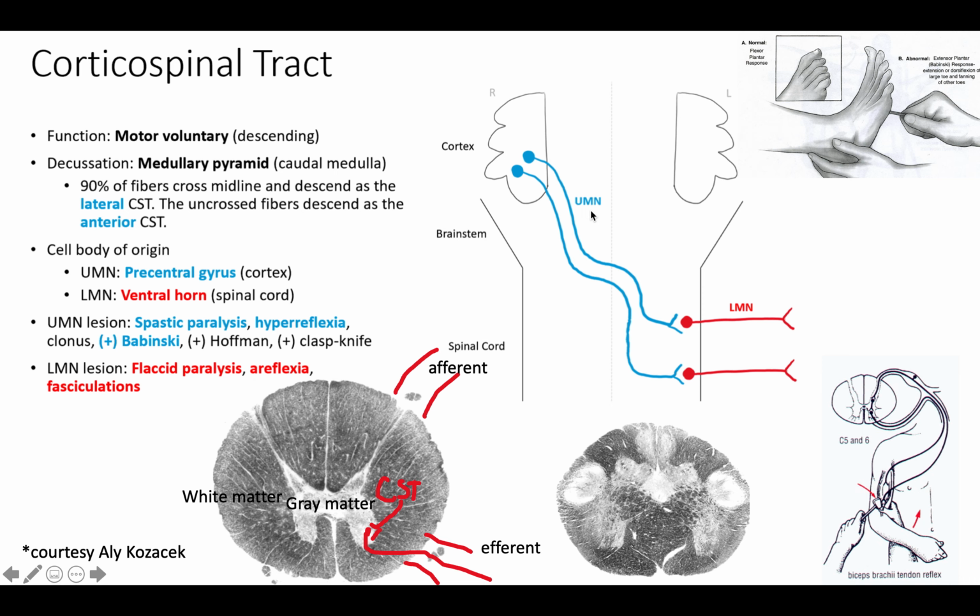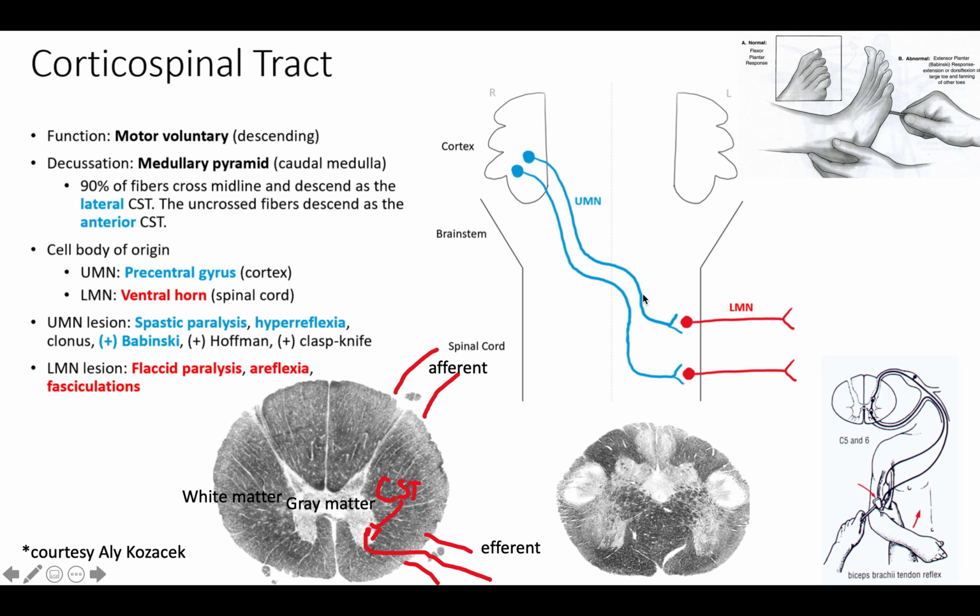The upper motor neuron is labeled upper motor neuron because it's the neuron above. The corticospinal tract is a two-neuron system. You have the upper motor neuron and the lower motor neuron. The upper motor neuron, like I said, will start from the cerebrum, have its cell body of origin there, descend down, decussate at the caudal medulla, and then descend to its ultimate destination.